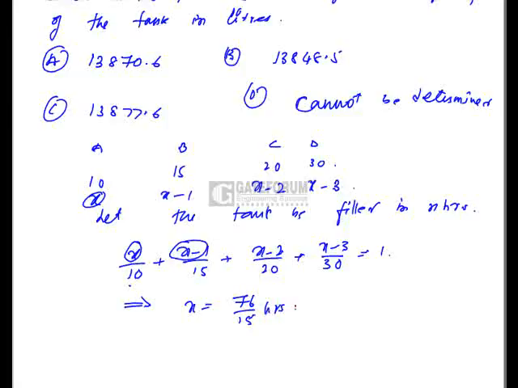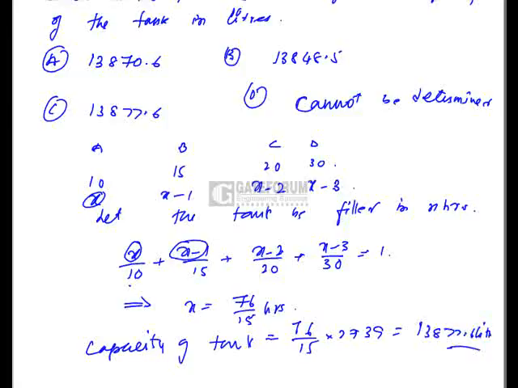Now we know the time. Now the capacity. We need the capacity. Capacity of tank is nothing but time into their combined capacity of filling the tank, which is equal to 13877.6 liters, which is nothing but option C.